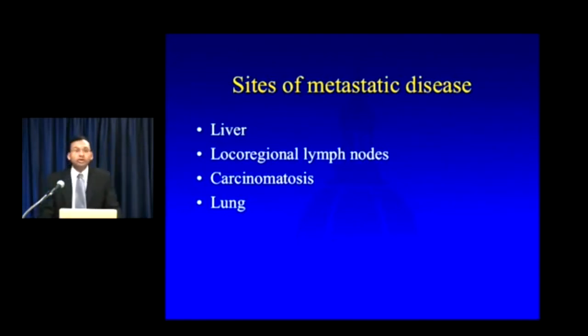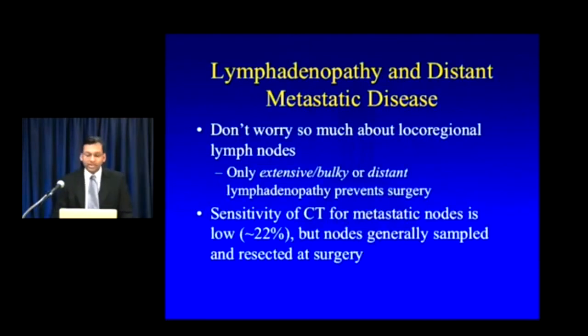Local regional nodes are commonly involved, but in general, big, bulky, obviously metastatic nodes are not that common. And oftentimes we have a lot of difficulty figuring out whether a node is metastatic or not. Carcinomatosis, again, is very common, but we tend to miss it quite a bit. And I'd say lung is probably going to be the fourth most common site.